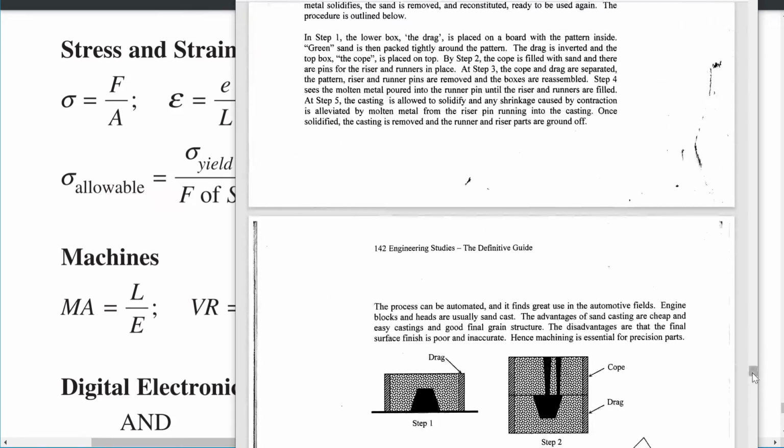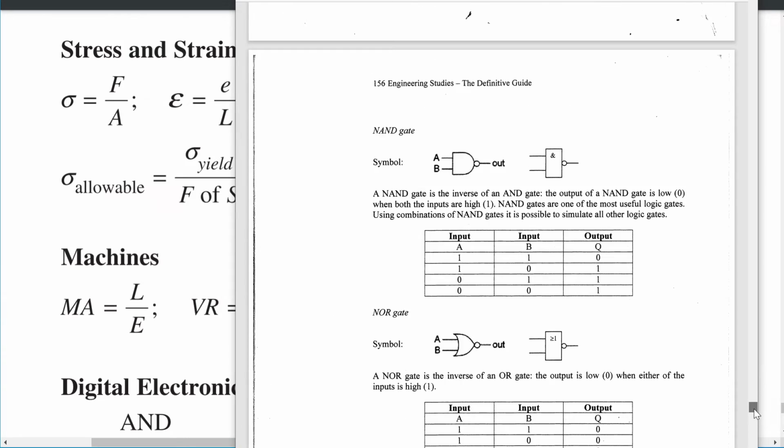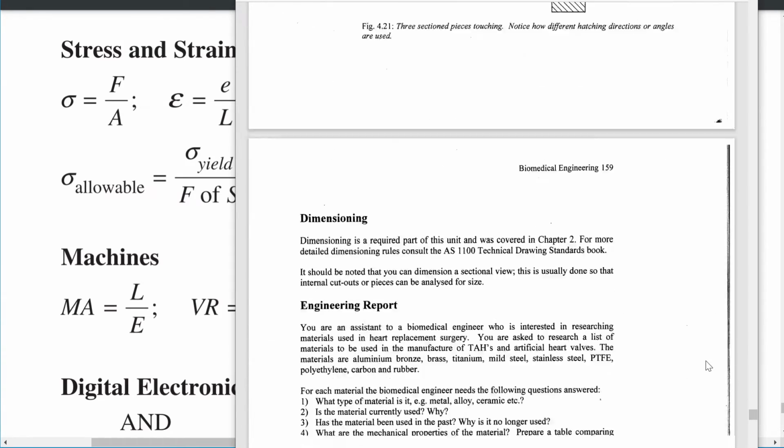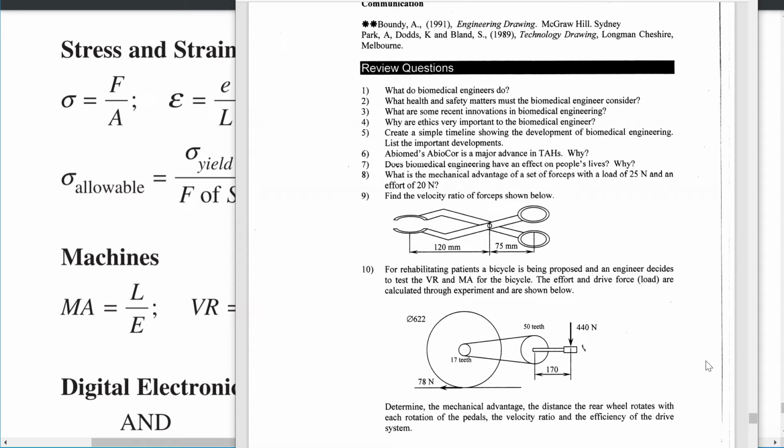So what we're going to do is just quickly mention these homework questions. I'm not going to do them for you because that would defeat the purpose of having these questions. But here we go. We've got mechanical advantage: a set of forceps has a load of 25 and an effort of 20. Well, mechanical advantage equals load over effort. So 25 divided by 20, that's a pretty easy calculation to do, right? 1.25. I said I wasn't going to give you the answer.